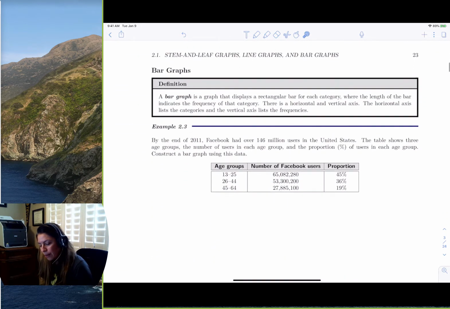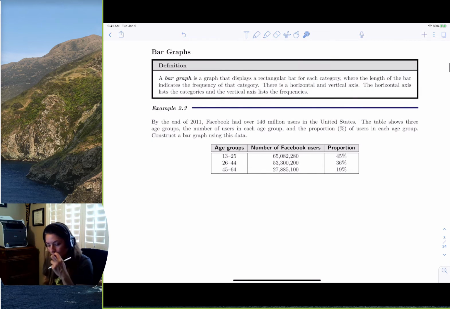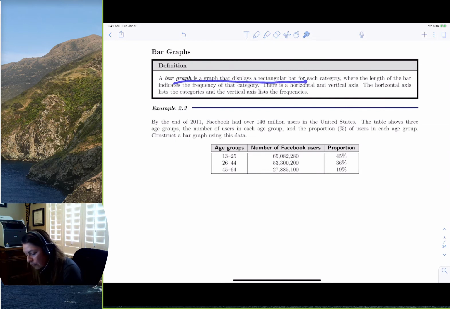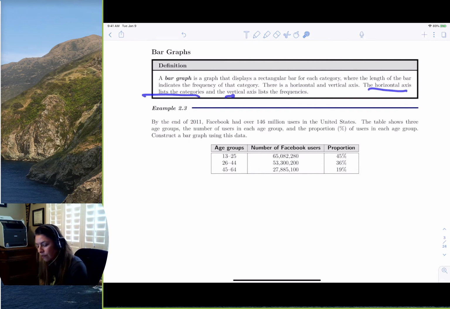So now let's look at bar graphs. Bar graphs are a little different. It's a display of a rectangular bar for each category, where the length of the bar indicates the frequency. There is a horizontal and vertical axis. We only use the first quadrant, and the horizontal axis are the categories, and the vertical axis are the frequencies. So let's look at an example.